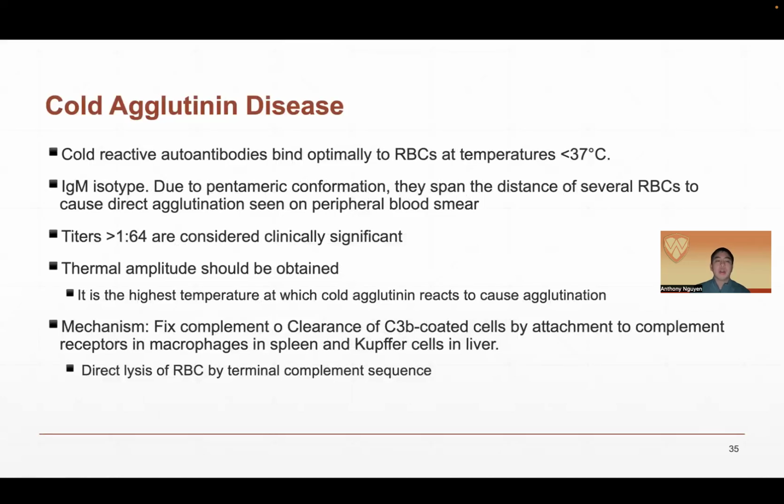When we measure the cold agglutinin titer, a titer of 1 to 64 is considered clinically significant. And then we also obtain something called the thermal amplitude. It's the highest temperature at which cold agglutinins react to cause agglutination, or sticking, of the red blood cells. The mechanism behind cold agglutinin disease is fixation of complement and clearance of C3b-coated cells by attachment to complement receptors on macrophages in the spleen and the Kupffer cells in the liver. And this can also lead to direct lysis of red blood cells by the terminal complement sequence.